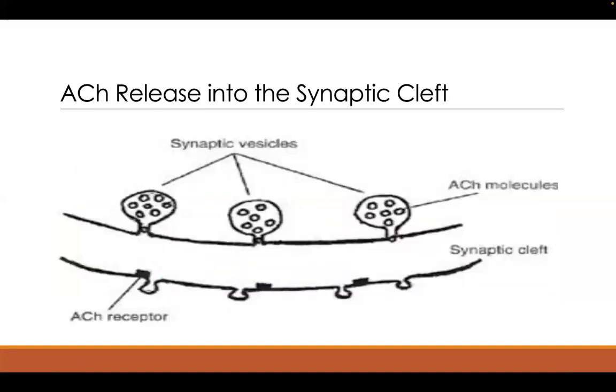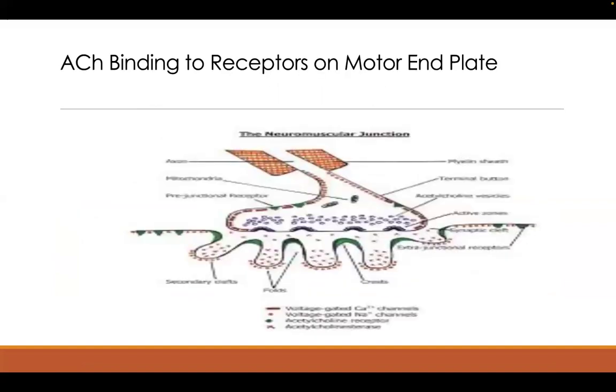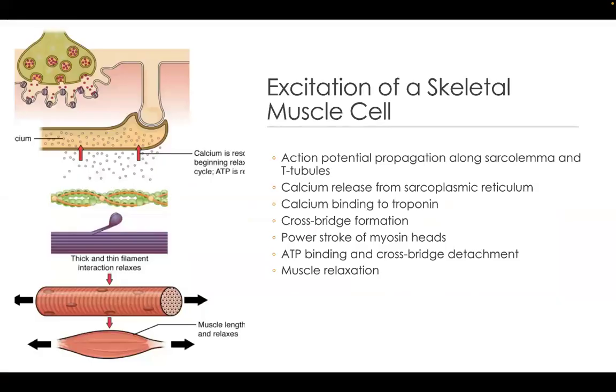Now, these are the steps that happen in a proper order for a neuromuscular junction to happen. Now, how does this lead to an excitation of the skeletal muscle cell, which thereby leads into a contraction and coupling?